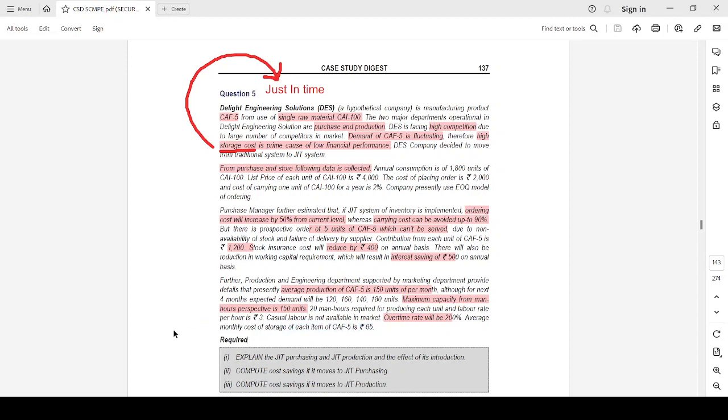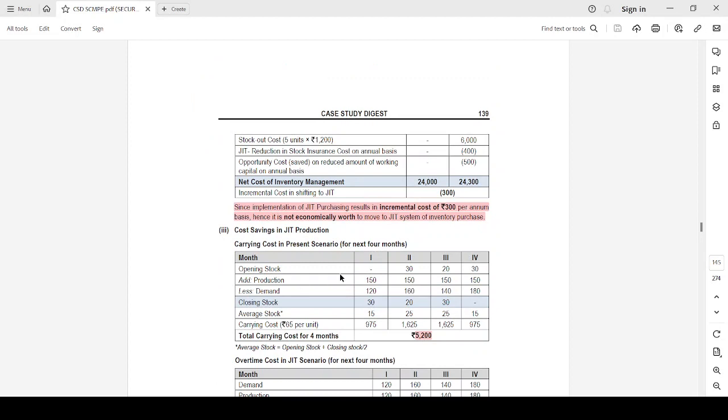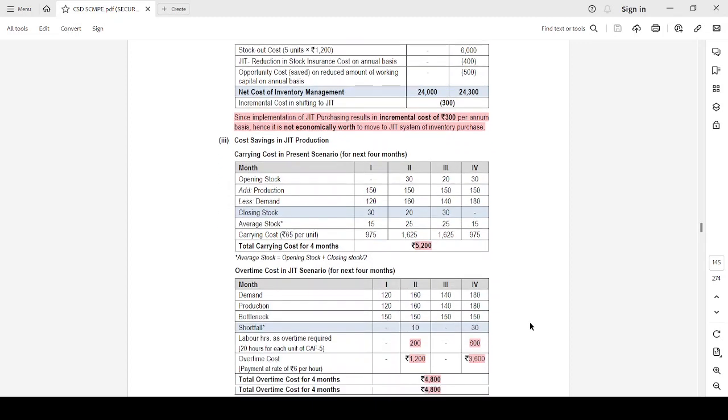The JIT production process. If there is no JIT, what will I do? I will produce 150 every month. This month there is only 120 demand, so closing stock will be 30. What is the average stock? 30 by 2 into 65 rupees, 975. Like this I will do till month 4. The total carrying cost will be 5,200.